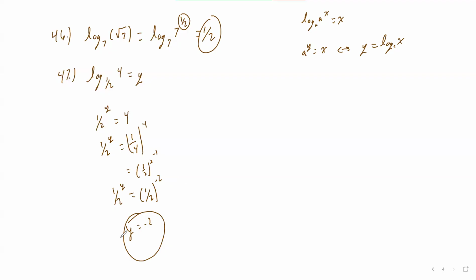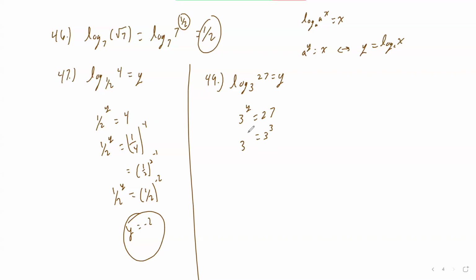All right. Let's look at another one. Let's look at number 49. 49 is log base 3 of 27. Again, we'll assume it's equal to y. So if I, again, use this approach, I can say, well, 3 to the what will give me 27. And then I know that 3 times 3 is 9, times 3 again is 27. So 3 cubed will be 27. So I see that y is equal to 3.